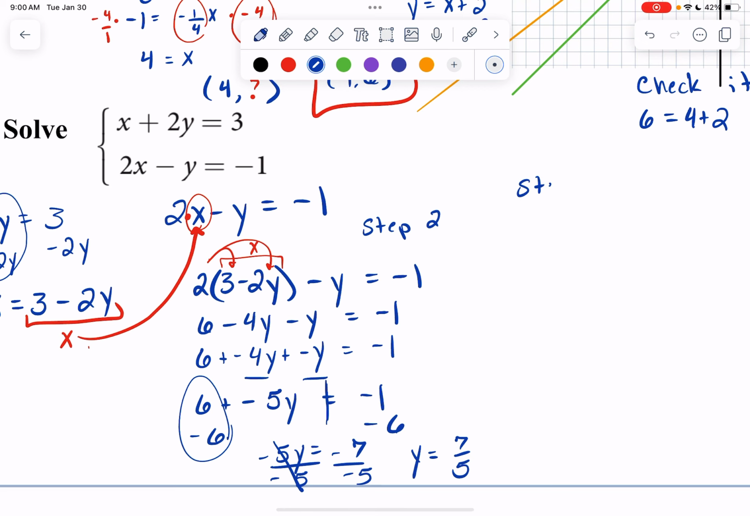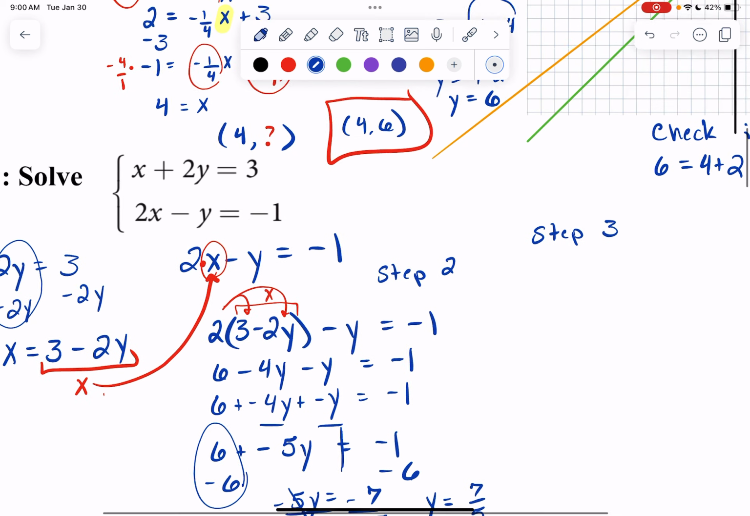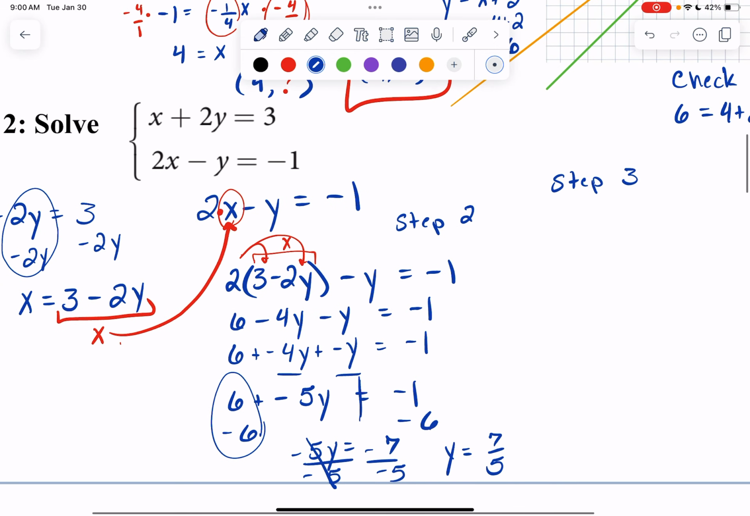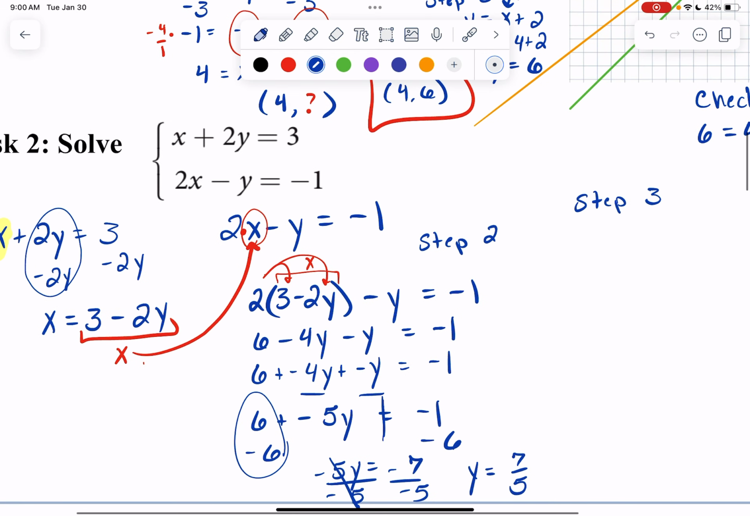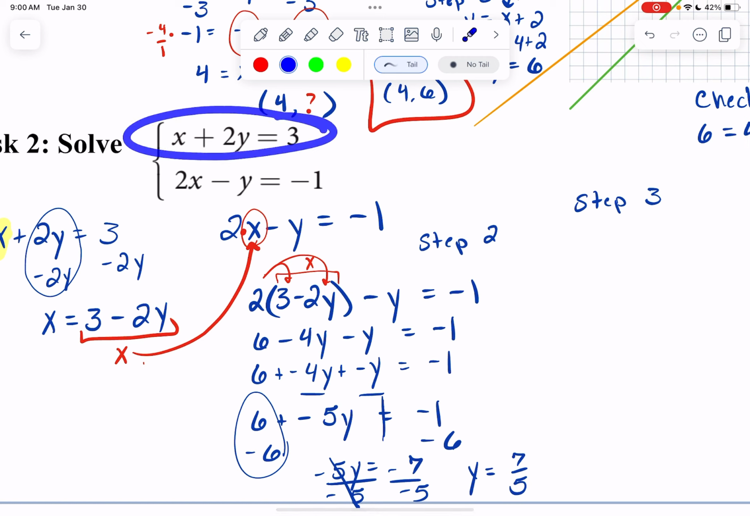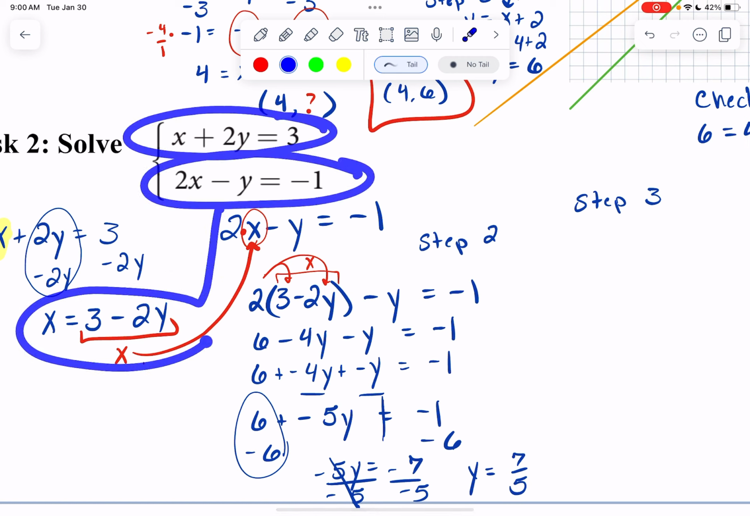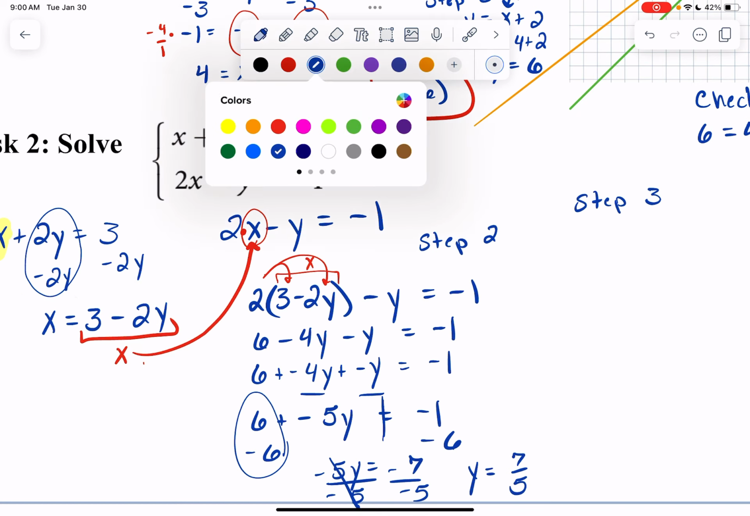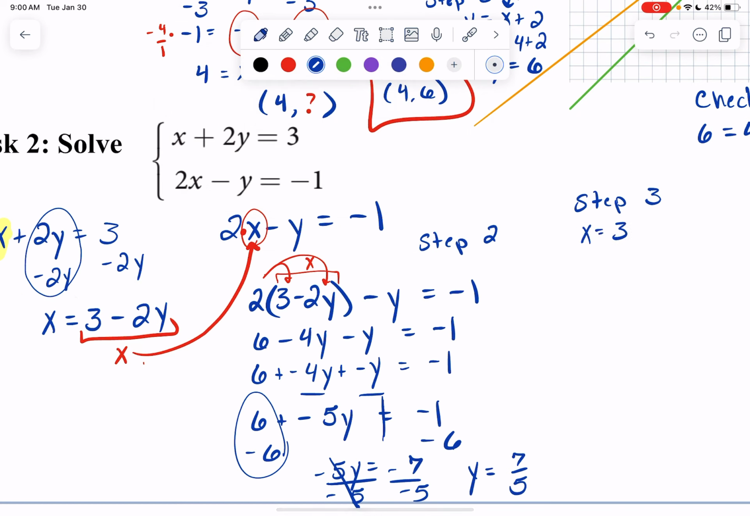I need to substitute this back into one of these 2 equations. It doesn't matter which one. I can sub it into this one, or into this one, or into this one, any of my previous equations. This one I think is going to be the easiest because it's already solved for x. So I've got x equals 3 minus 2 times y, and y is 7/5. So I just need to take 3 minus 2 times 7/5.